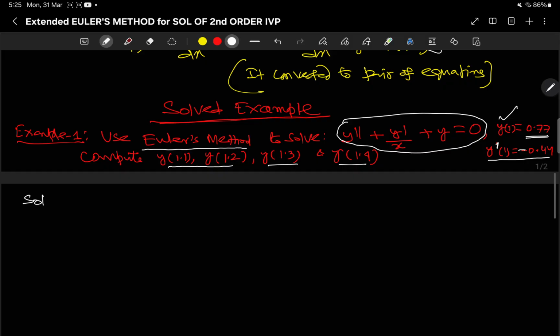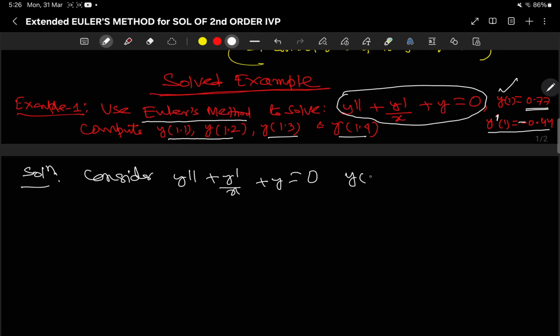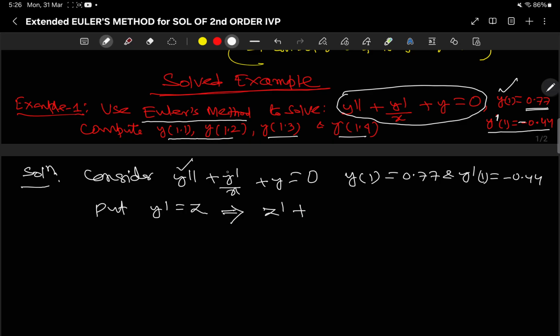Coming to the solution, consider y'' plus y'/x plus y equal to 0. As we know, y(1) is equal to 0.77 and y'(1) is equal to minus 0.44. Now put y' equal to z. This implies z' plus z/x plus y is equal to 0.